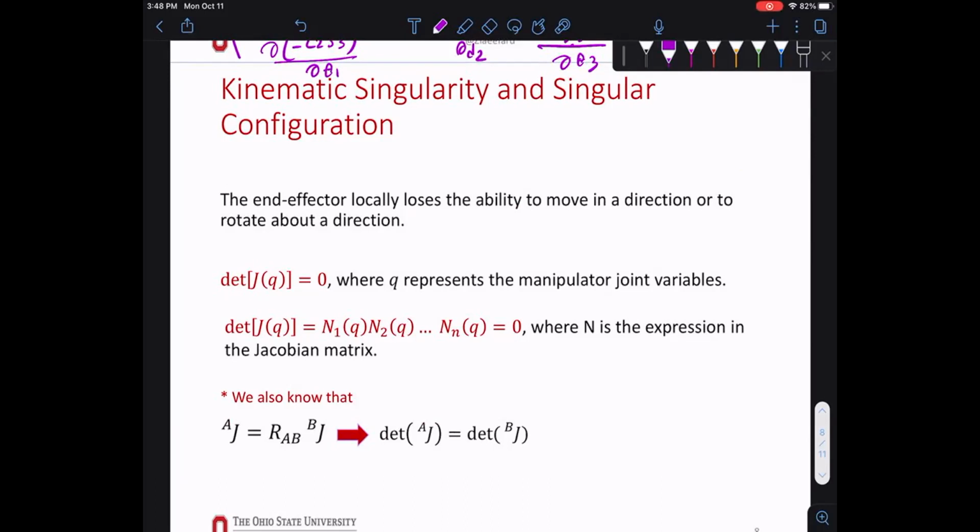If it's not, as the Jacobian happens to be, you have seen 6 by 3, 6 by 2. Usually it's not square. So if it's not square, it's not invertible, and you cannot find the determinant to be 0, because the singularity has to be invertible. So what do we do?